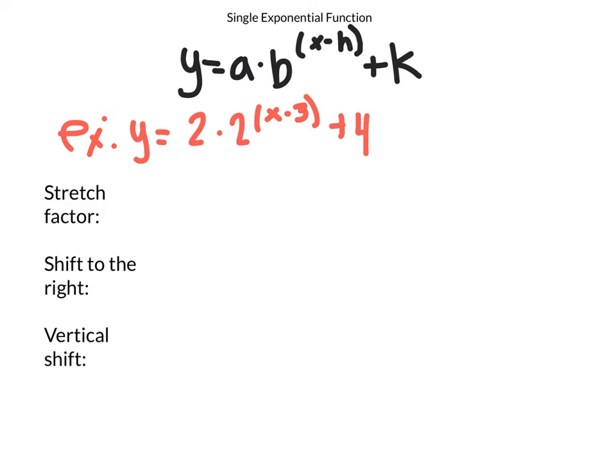Based on our example equation, you can tell that there is a stretch factor of 2 because that's where our a variable is. You can tell that there is a shift to the right, and it's indicated by the 3 right here, which is our h variable. And you can also tell that there is going to be a vertical shift upward of 4 because of the k variable.